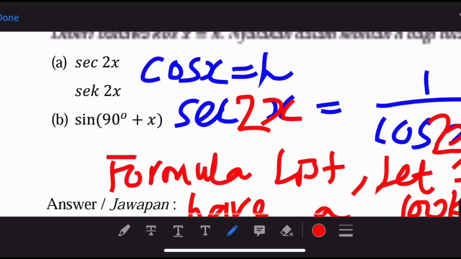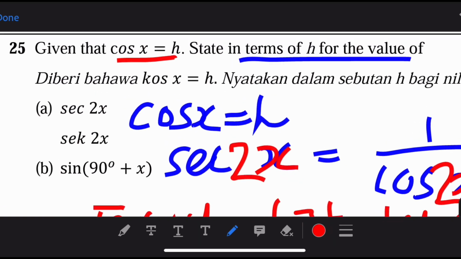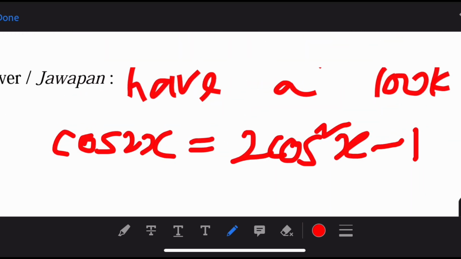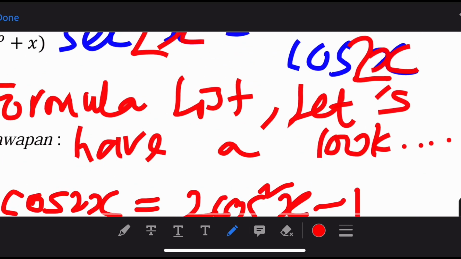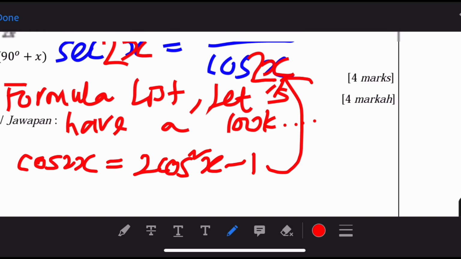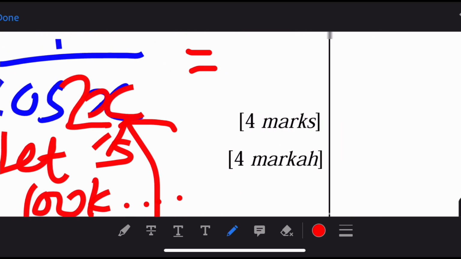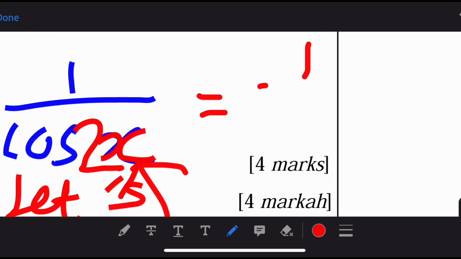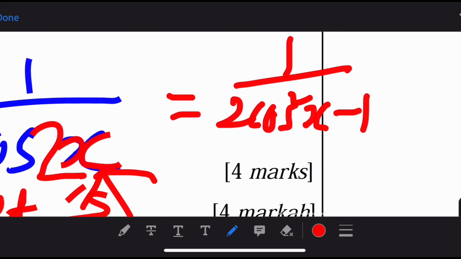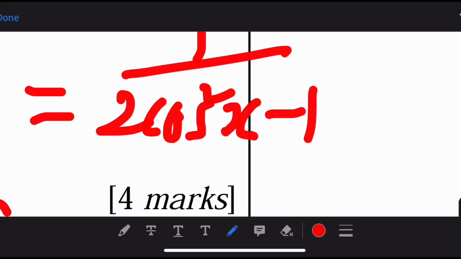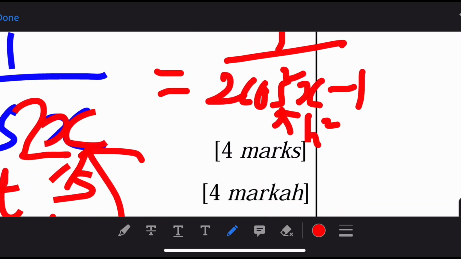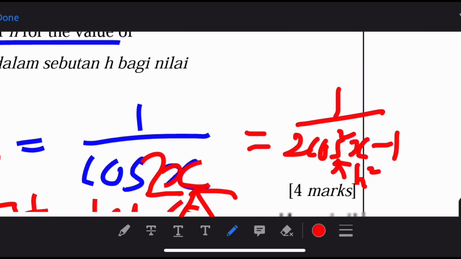And then we'll substitute into the question just now. From the formula list, we have cos 2x equal to 2 cos square x minus 1. So we'll sub into there. From the list, we will write 1 over 2 cos square x. Don't write A, okay? You have to change the A to x. And the question gave you cos x equal to h, right? So cos square x will be h squared.